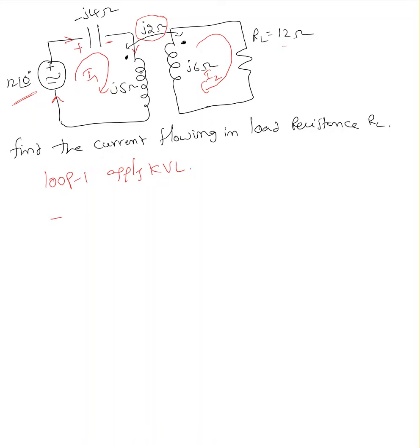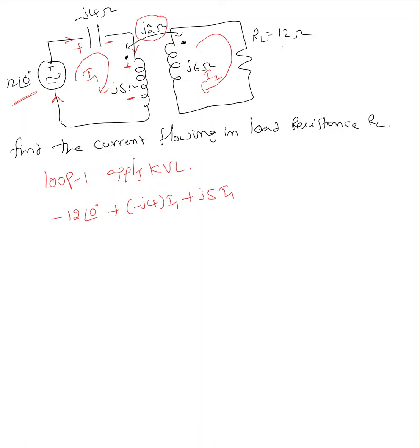Remember, an inductor never produces energy. It's a passive element. It always consumes energy. So this is plus and minus. Now for loop 1, applying KVL, it's going to be minus 12. If I'm entering the negative terminal, take that as a negative voltage, or you can take that as a voltage drop. So negative 12 plus minus j4 times I1 plus j5 times I1.